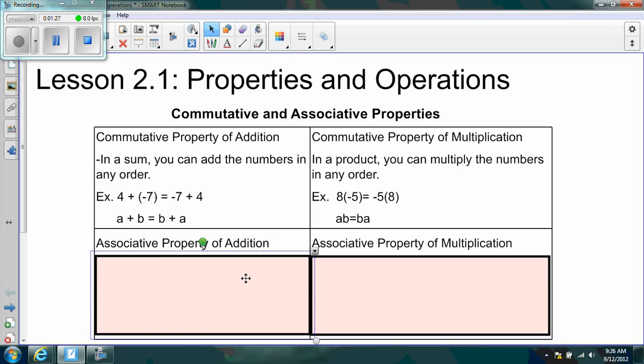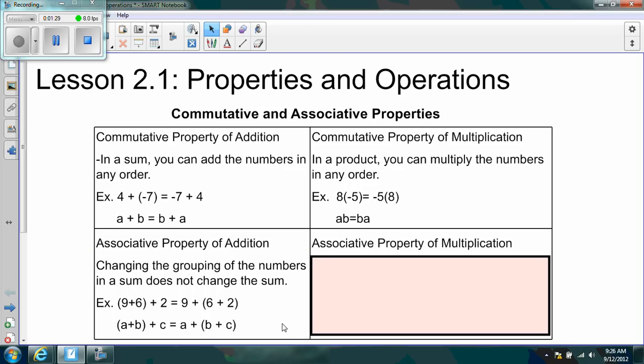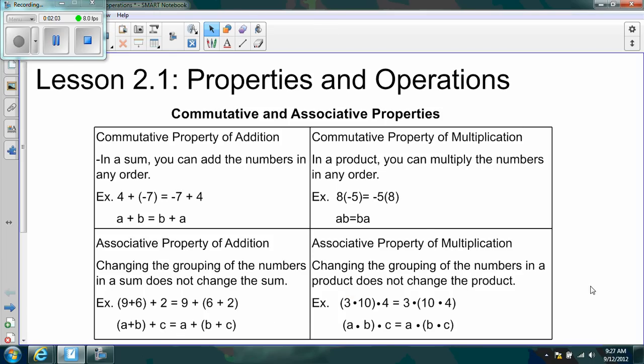But the associative property is that you can change the grouping of numbers in a sum and it doesn't change. Because you can add them, because of the commutative property, in any order, we can group addition problems differently and it's not going to change. 9 plus 6 and plus 2 is the same thing as 9 plus 8, which is the 6 plus 2. So it doesn't matter how you arrange the grouping symbols. So you could say a plus b and then add it to c, or you can do b plus c and add it to a. They're both the same. And the same goes with multiplication.